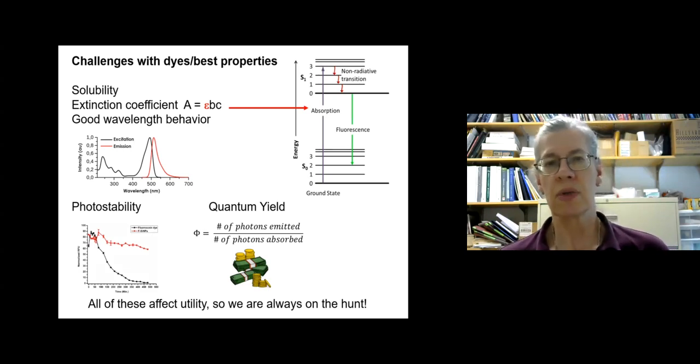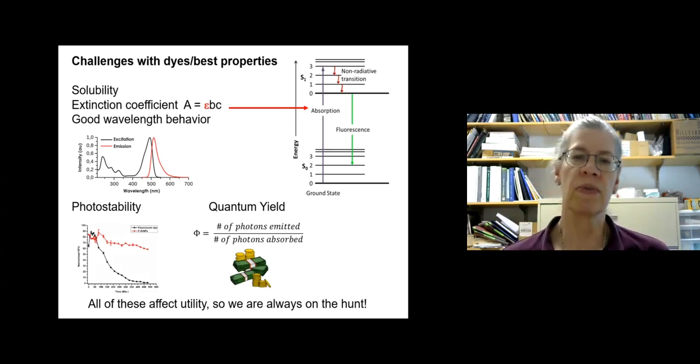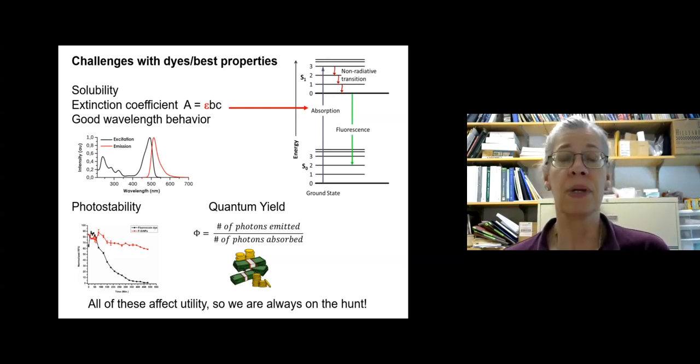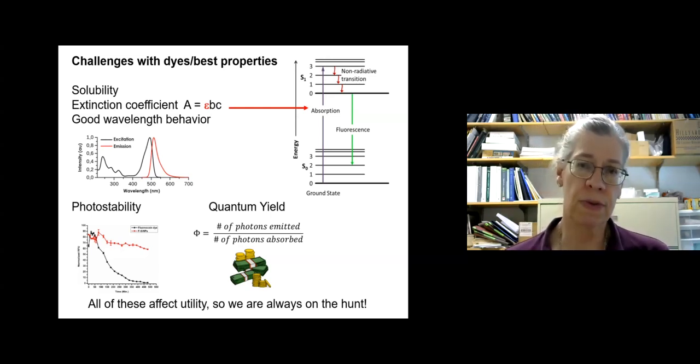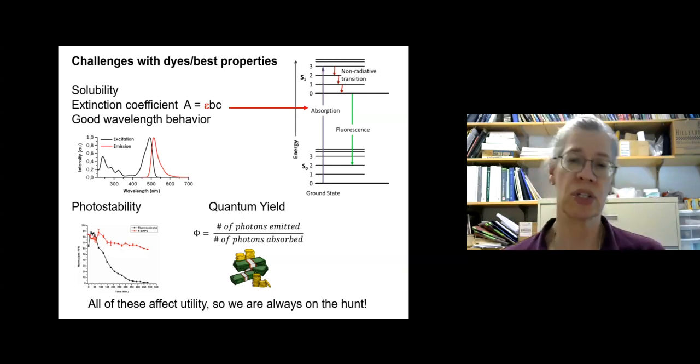So when one goes about choosing a probe to work with, there are a number of things to think about. One, is it soluble, and particularly in biological settings, water soluble? Does it have an appropriate extinction coefficient for the measurement? If we're working at low concentrations, we need high extinction coefficients. Of course, if there are weaker interactions, then a lower extinction coefficient would be more appropriate. And we also want good wavelength or emission behavior.